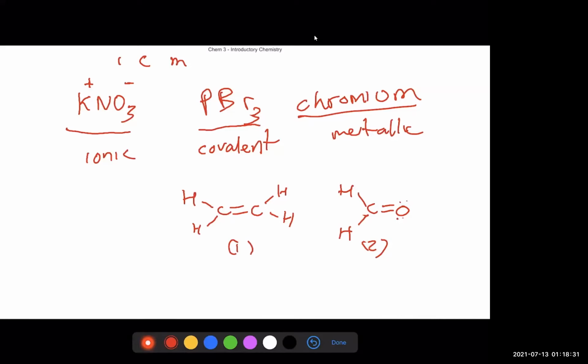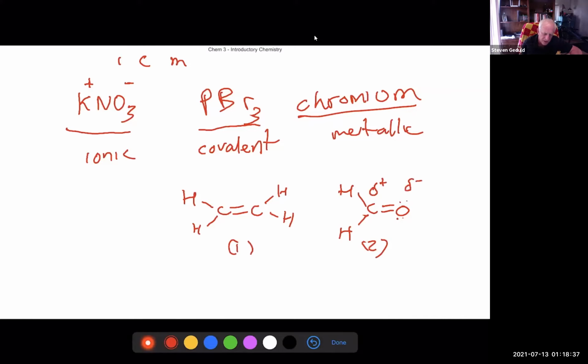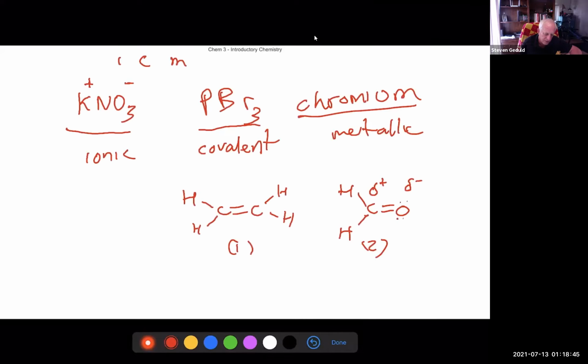Perfect. Exactly. It would have to be because two has a polar bond here. This is delta plus. This is delta minus because oxygen is more electronegative than carbon. So now you've got a polar bond. You have a dipole. It's going to bond to the next one and hold together tighter.